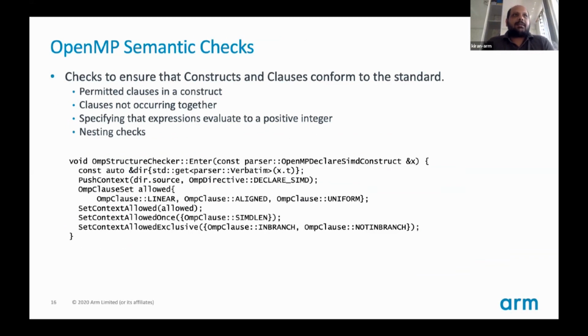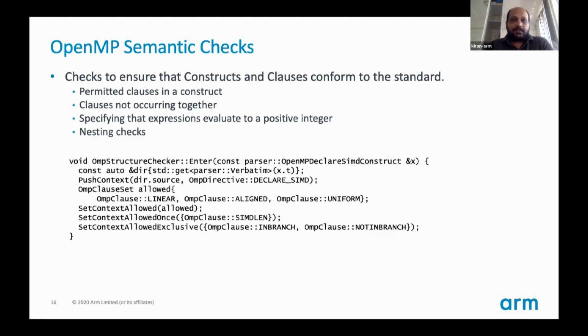Next, we come to semantic checks. When a program with OpenMP constructs is given, one of the jobs of the compiler is to ensure that this program conforms to the OpenMP standard. And that usually involves a lot of things. One is that only the permitted clauses should be there in a construct. There should be clauses which should not exist together. Sometimes there are requirements like, if you have a clause called num_threads for parallel, it should be a positive integer. Then there are other constraints like, you cannot have a particular construct inside another construct.